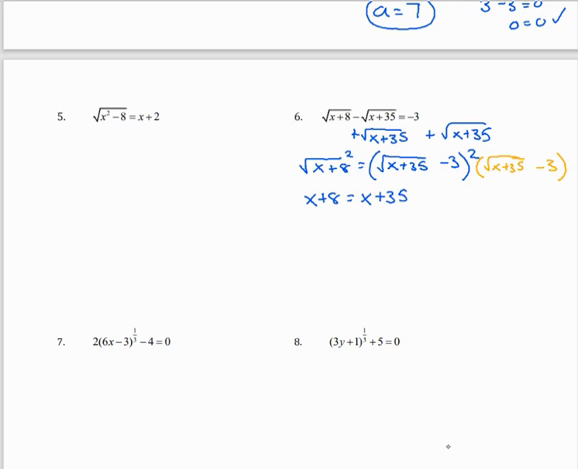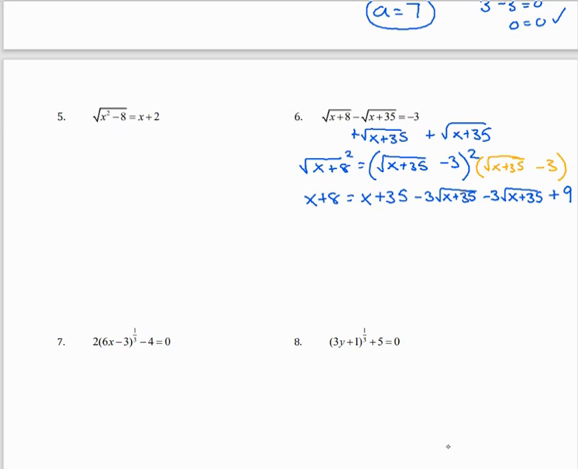Now we do the outside. That's going to give me minus 3 root x plus 35, right? One is a radical and one's on the outside, so we don't put them together. And then we do the inside. You get the same thing, minus 3 root x plus 35. And then lastly, negative 3 times negative 3 is positive 9.